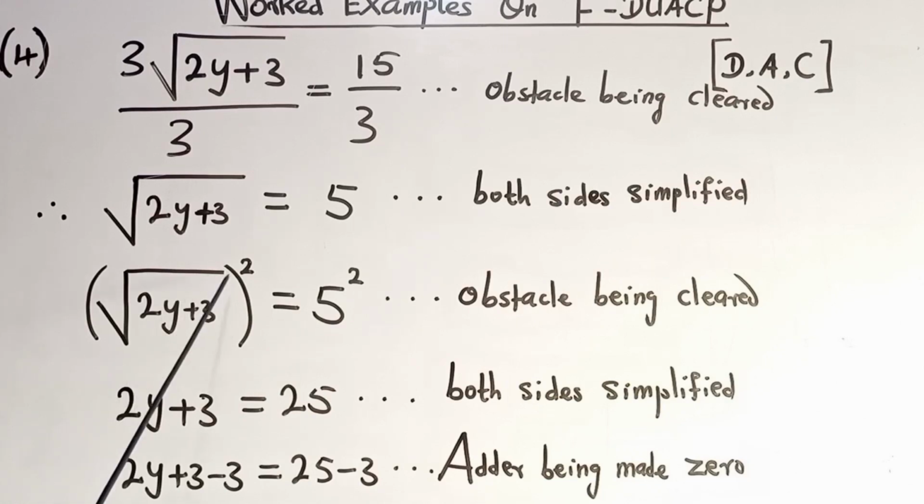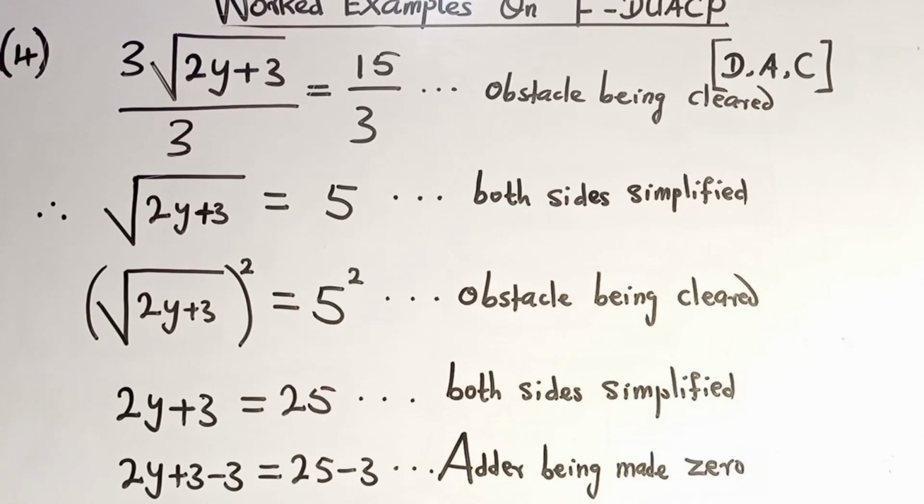Since this 2 was introduced to make this root go away, that means the value of the left-hand side has changed. Consequently, the same power 2 must be introduced to the right-hand side. See it here. That 5 is also raised to power 2, since power 2 was introduced to the left-hand side. Now we have this line. What is happening there? The same obstacle of this root is being removed at this point. Now simplifying both sides, this will produce 2y plus 3, and 5 to the power 2 will produce 25. This way, both sides have been simplified.